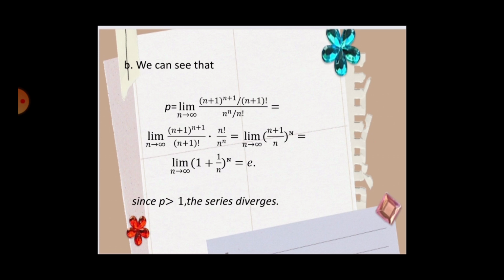B, we can see that p equals the limit as n approaches infinity of n plus 1 raised to n plus 1 over n plus 1, divided by n raised to n over n, which equals the limit of n plus 1 raised to n plus 1 over n plus 1 times n over n raised to n, which equals the limit of n plus 1 over n, all raised to n, which equals the limit of 1 plus 1 over n, raised to n, which equals e. Since p is greater than 1, the series diverges.